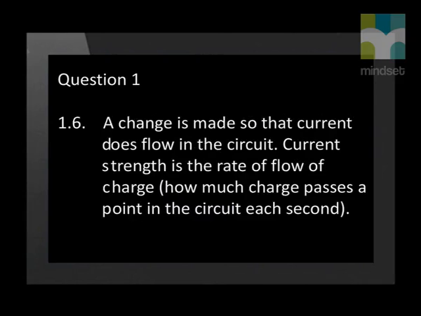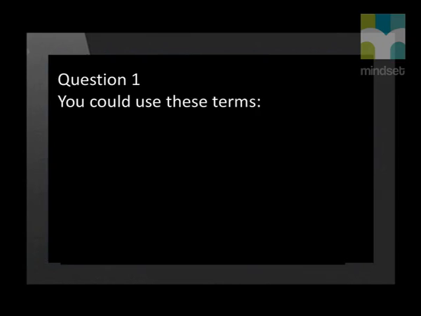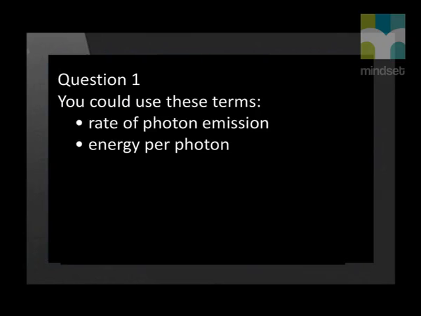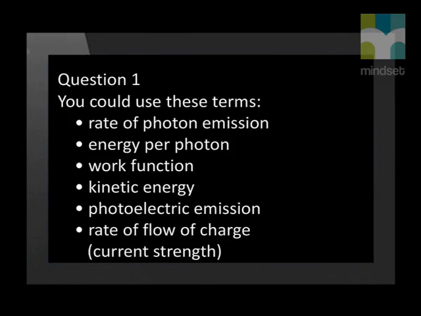Now a change is made to the circuit so that current does flow in the circuit. Remember that current strength is the rate of flow of charge. Explain why each of the following will cause an increase in current strength: an increase A in the light's frequency and an increase B in the light's intensity. Here are some terms which you could use as you answer question 1.6: rate of photon emission, energy per photon, work function, kinetic energy, photoelectric emission, rate of flow of charge, or current strength.